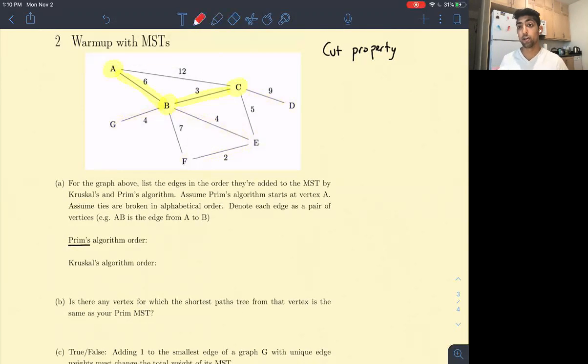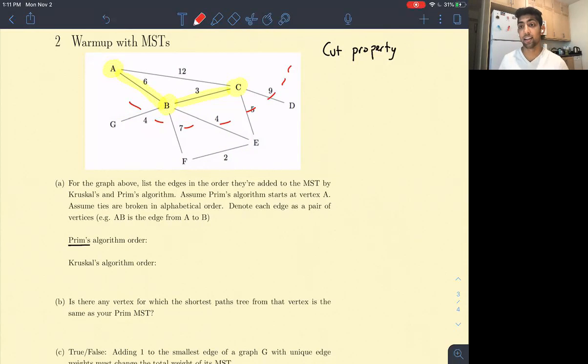So the reason that Prim's algorithm actually works is because of the cut property. The cut property states that if we have any cut in the graph, we know the minimum weight edge spanning this cut is in the MST, okay? So what that is saying is that we have a cut in a graph. And what is a cut?